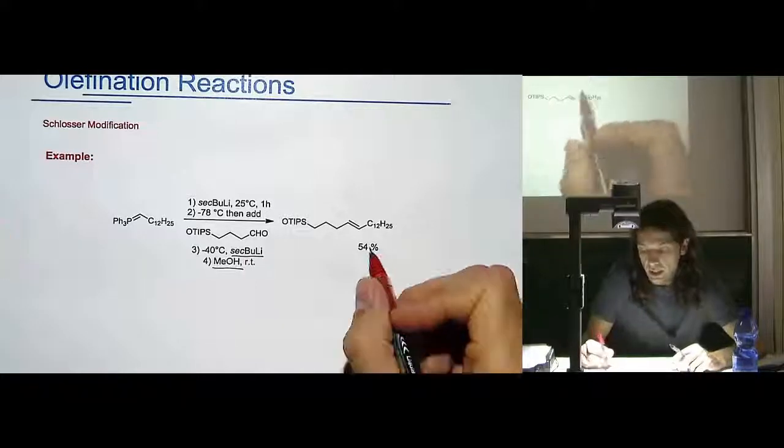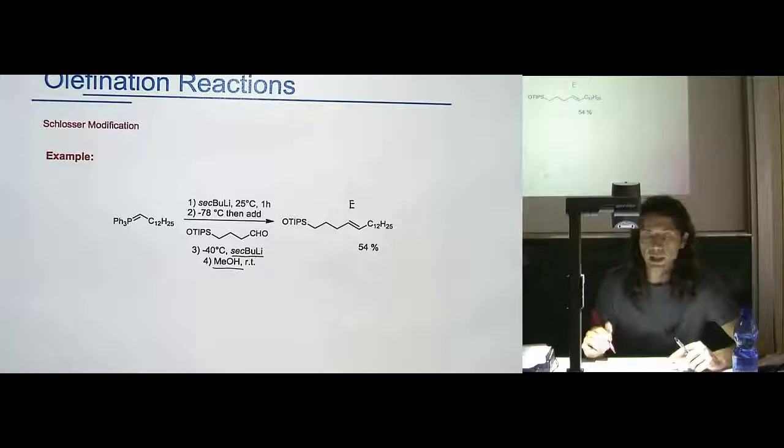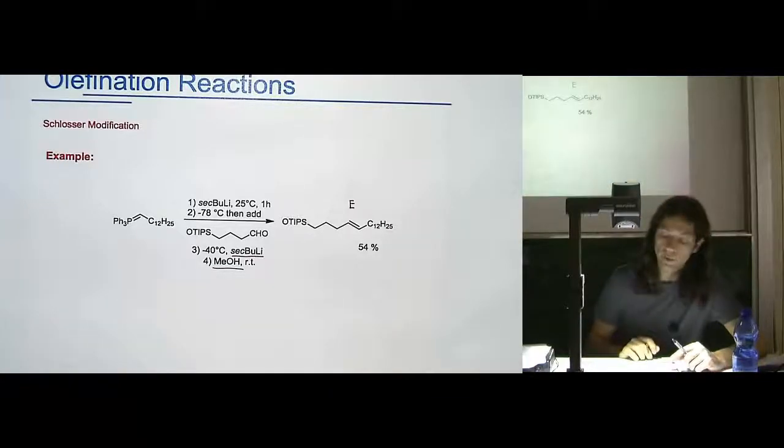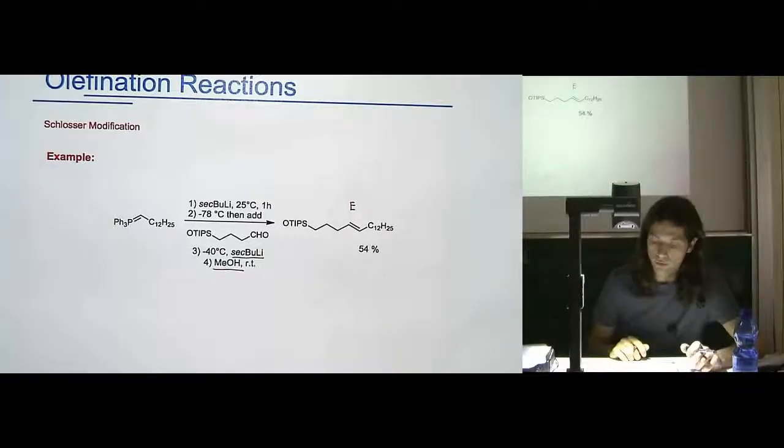to the E configuration with a moderate yield. But if this reaction had been done using, for example, the Wittig reaction, it would have been mainly the other configuration. Okay.